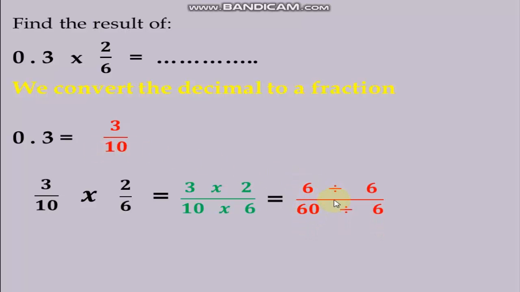6 and 60 are divisible by 6. 6 divided by 6 equals 1. 60 divided by 6 equals 6. So the result will be 1 over 6.